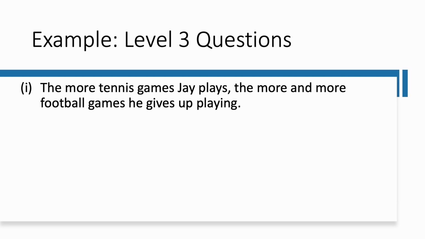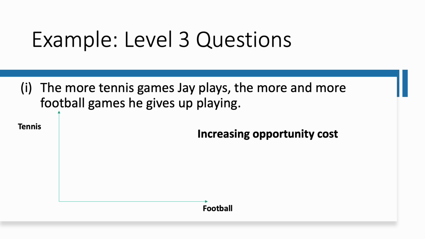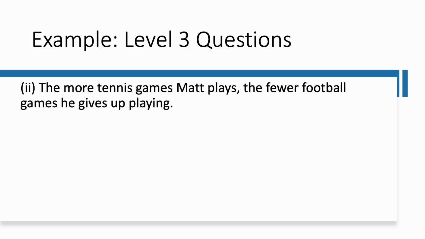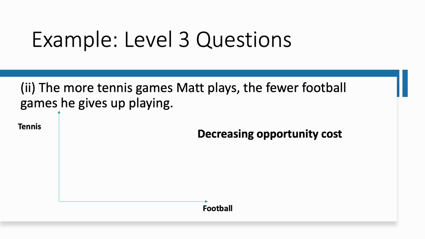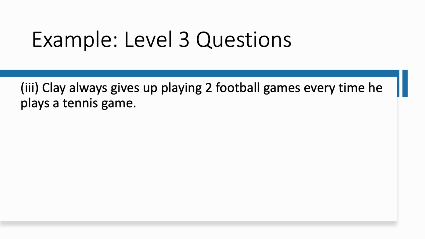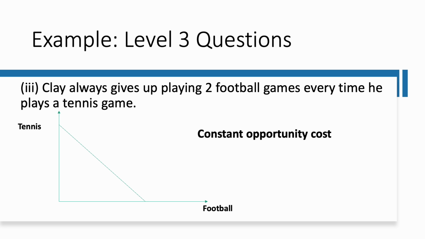Let's look at the answer for part 1. Now notice that Jay's example is one of increasing opportunity cost. So he is losing out on playing football at an increasing rate. As a result, we have a curve that bows outward from the origin. Now, Matt's example is one of decreasing opportunity cost. So the curve bows inward. And finally, Clay's example is one of constant opportunity cost. So we have a straight line.